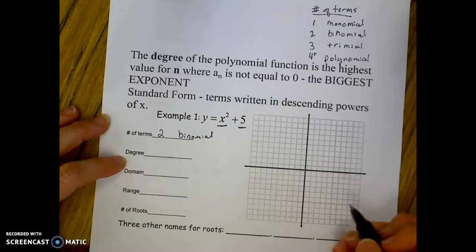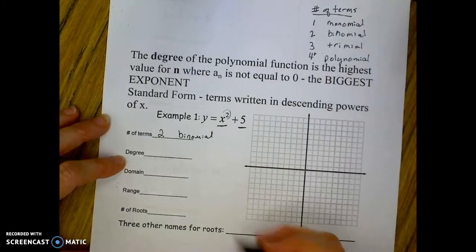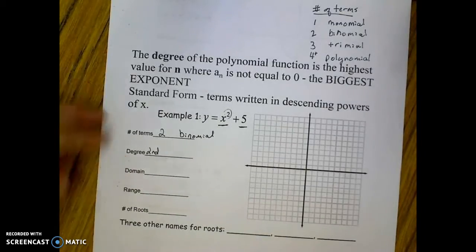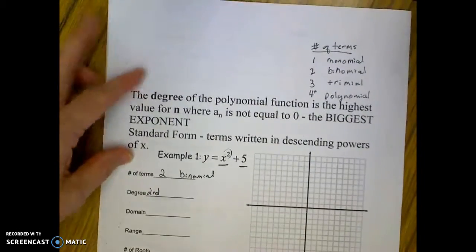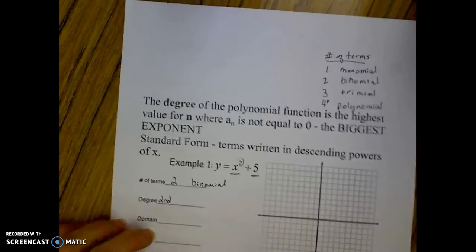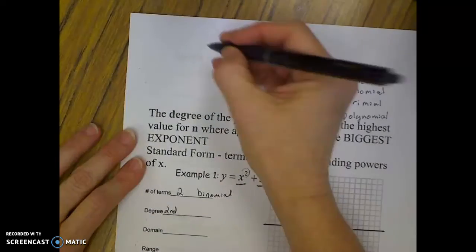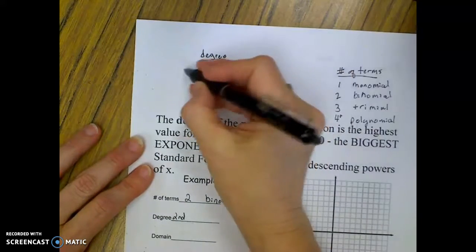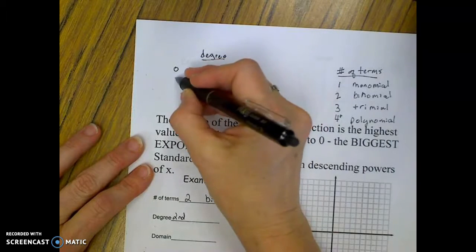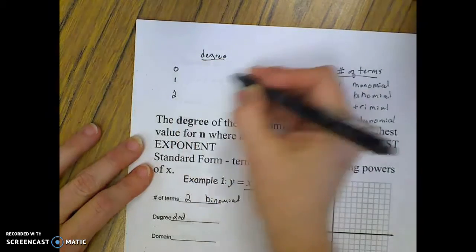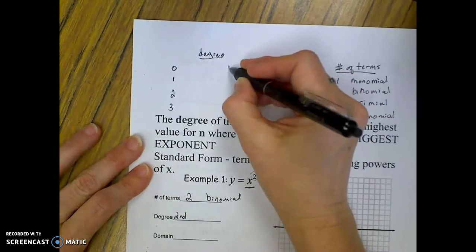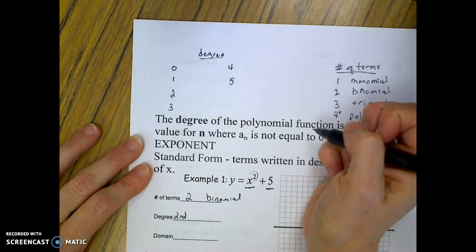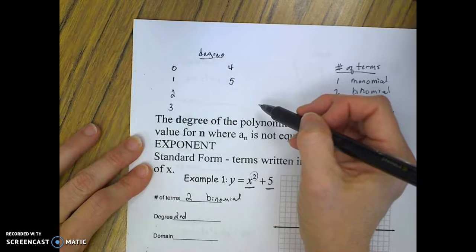And its degree, again based on its highest power, is 2, or second. And we have words for those. So let's see if you can find a place on here that you can make a list for all of your words that go with the degree. With degree, we're going to label a 0 degree, a first degree, second degree, third degree, fourth, and fifth, and then anything past that, you just use the number. But these 6 are going to have words.